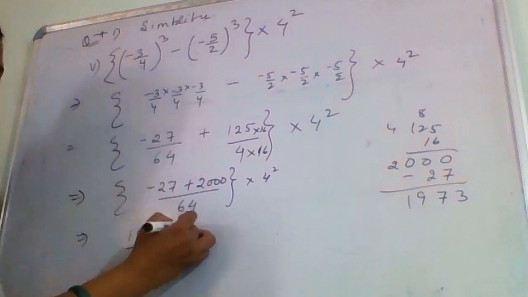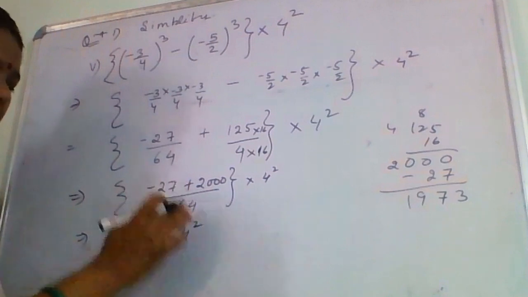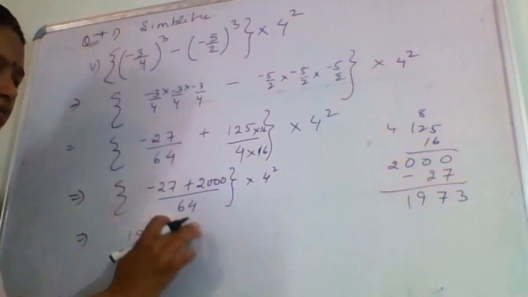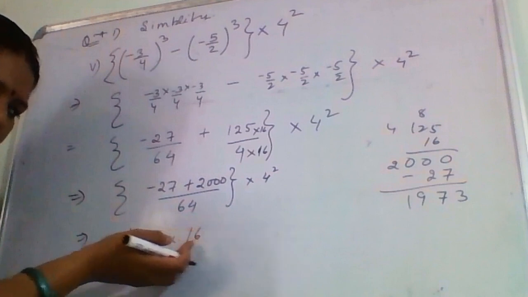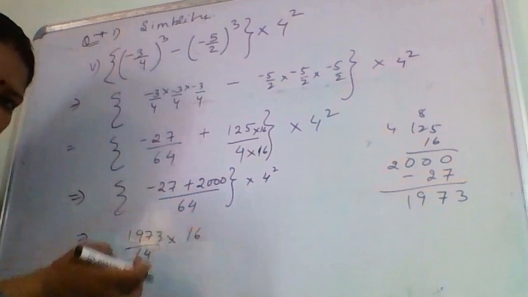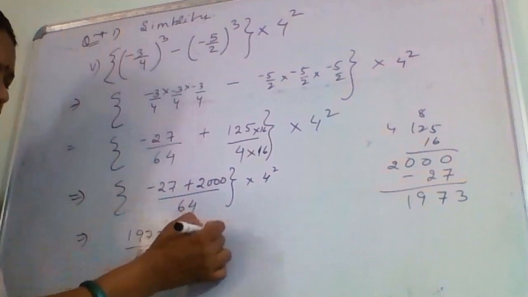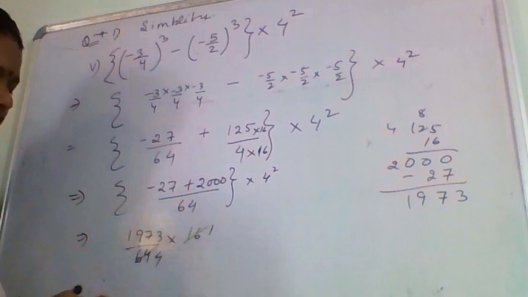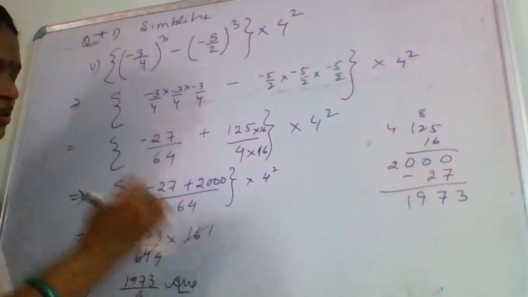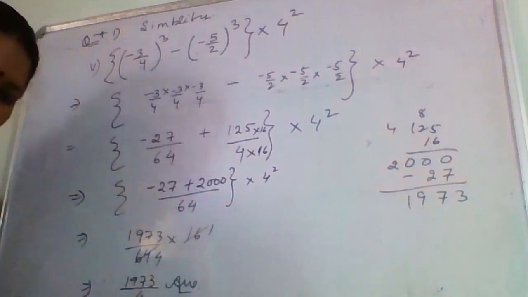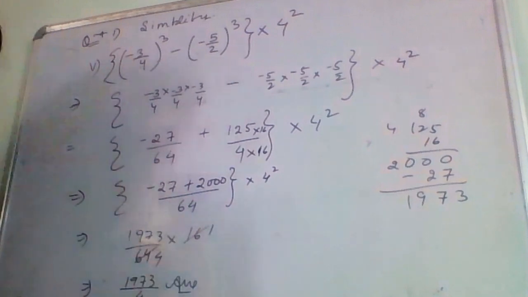Now I open the bracket. So here I can write 4 square as what? 4 4s are 16. And now this 16 and this 64 can be eliminated. So 16 1s are 16, and here 16 4s are 64. You can check in the last whether the answer is given in mixed form or not. Otherwise, this is also a correct answer. Right? So this is how we do question number 7.